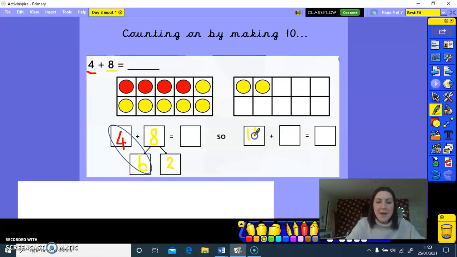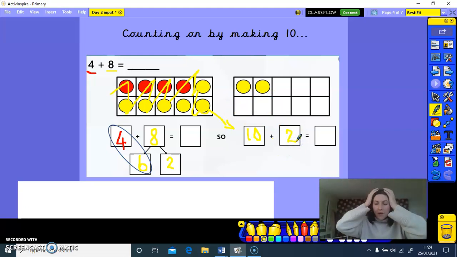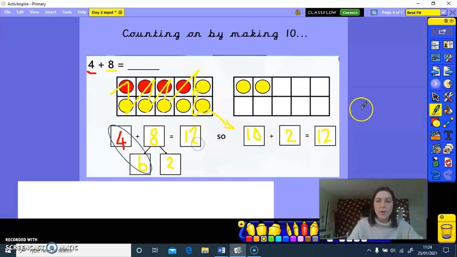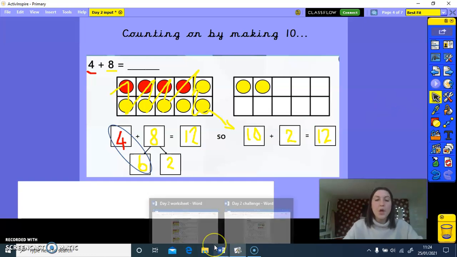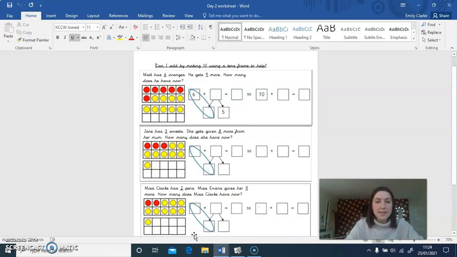And then how many counters? We've done our 10 here, so let's scribble that out. We've included that here. That is shown there. How many are we left with? 2. 10 in your head, 10, 11, 12. The answer is 12. So 4 add 8 equals 12. Good job, guys. So the activity for you is like so.